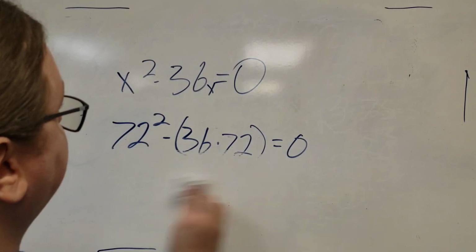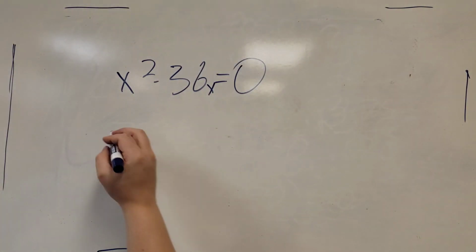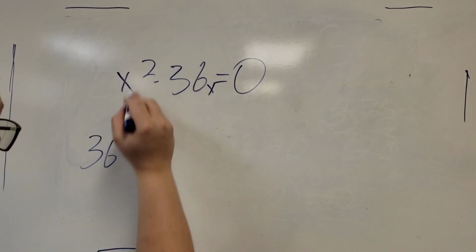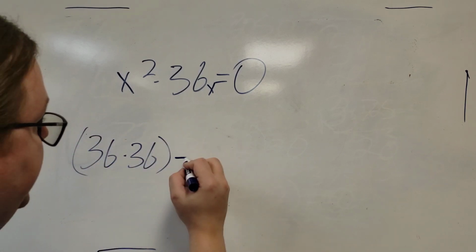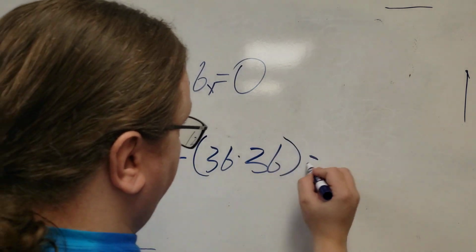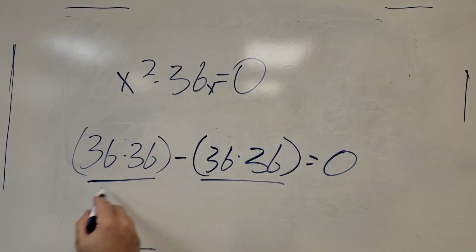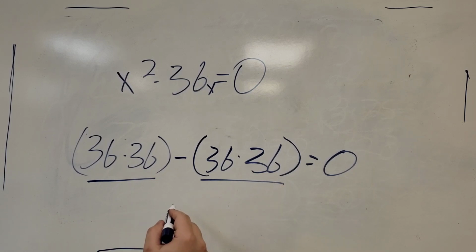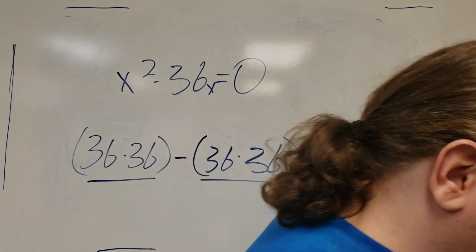So if I take this next one, it is 36. That's going to be 36 squared, which is 36 times 36, minus 36 times 36 equals 0. That's the same number. 36 times 36, subtract them, and they're going to equal 0. So it's going to be B. Number 15 is B.